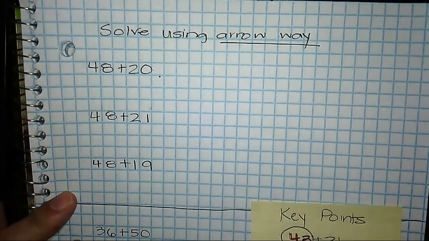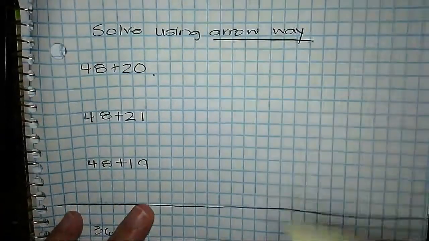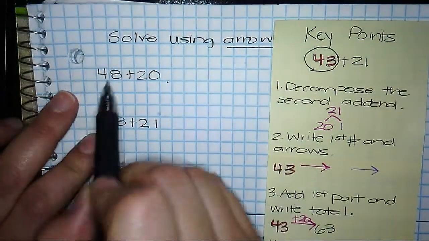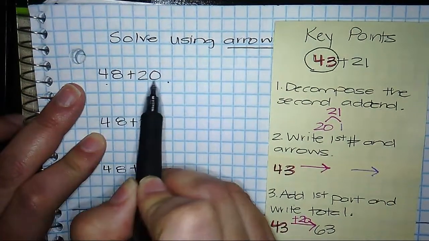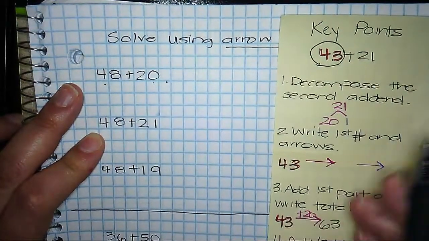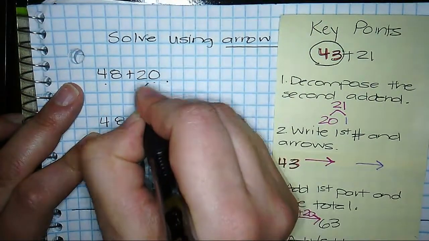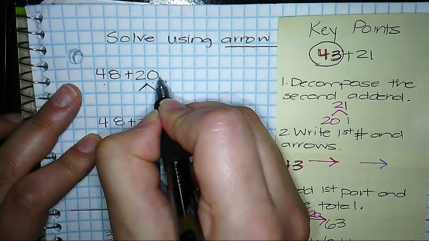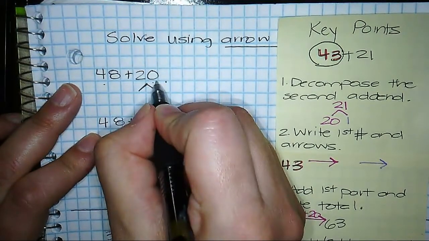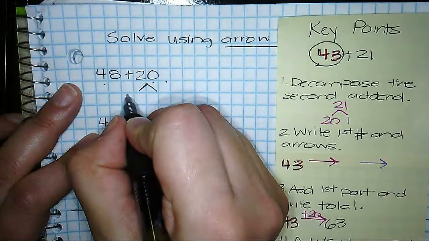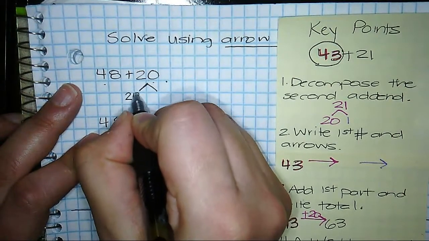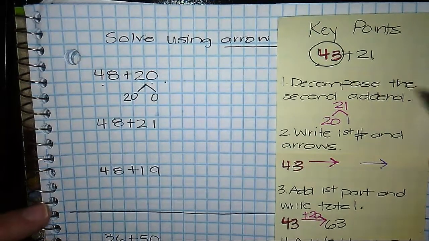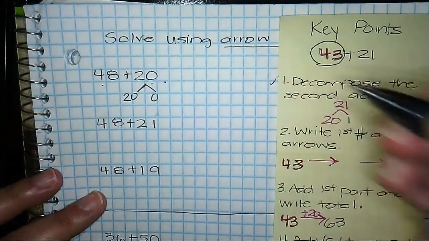So how can I solve it? Let's follow the key points. Ready? This is the first addend. This is the second addend. The first one says decompose the second addend, so that means I break it apart by value. So 20 has 2 tens and 0 ones, so I write the value of 2 tens is 20 and 0. That's the first step, boys and girls, so I can put a check mark on the first step.